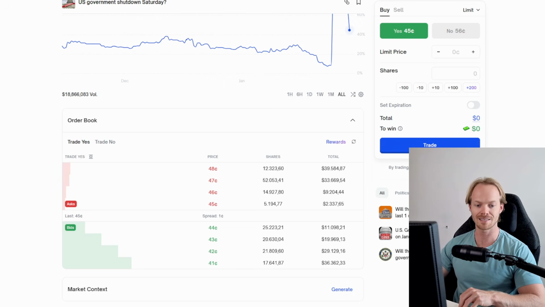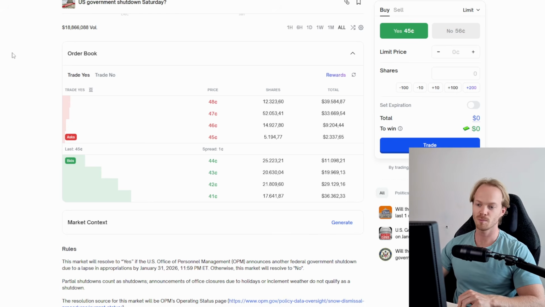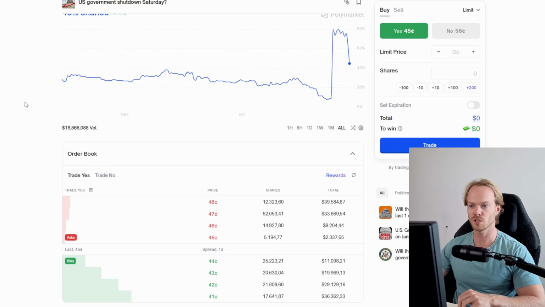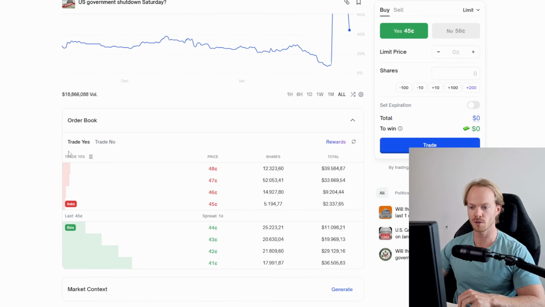So let's get started. To understand stop losses and take profit, we need to understand the order book. I have this market here, the US government shutdown Saturday, and we have the order book. The order book represents basically all the traders that are placing trades. What you see here are resting orders on the order book. The ask side is people that are willing to sell, indicated by red, and the bid side is people willing to buy. Then you have a spread, which is the difference between the asks and the bids.